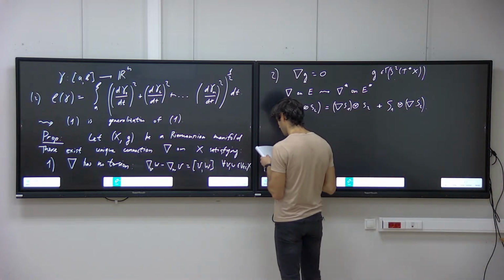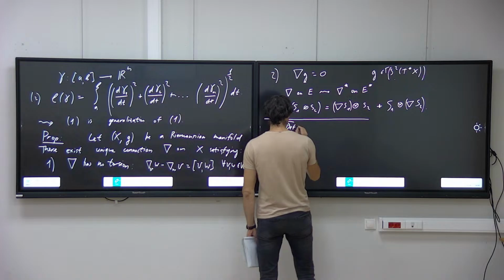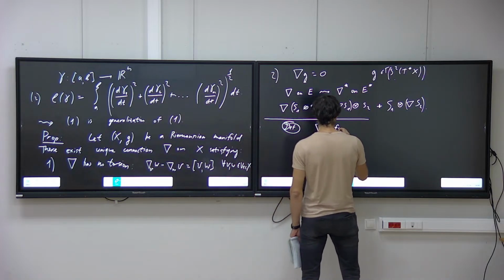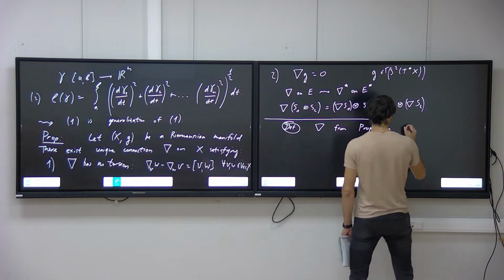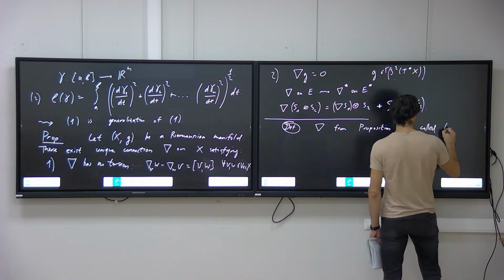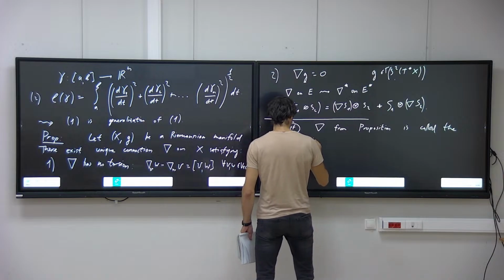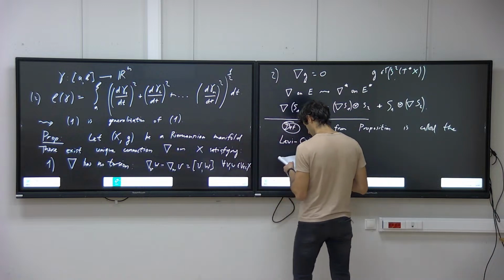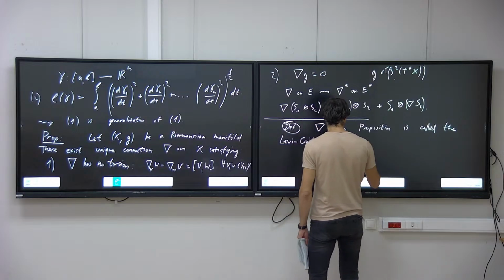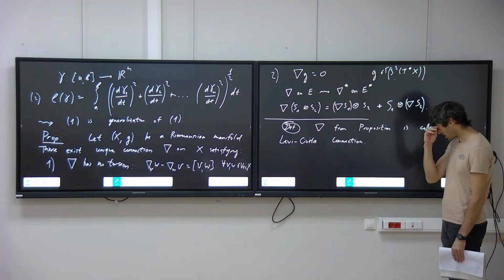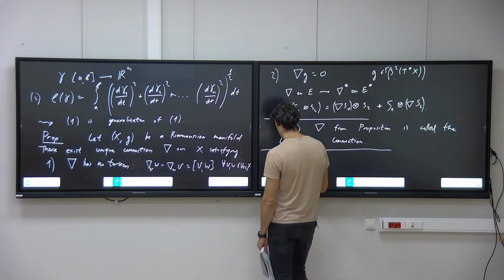All right, so first of all, let me give a definition: this nabla from the proposition is called the Levi-Civita connection. Okay, so let's prove the proposition. Proof of the proposition.